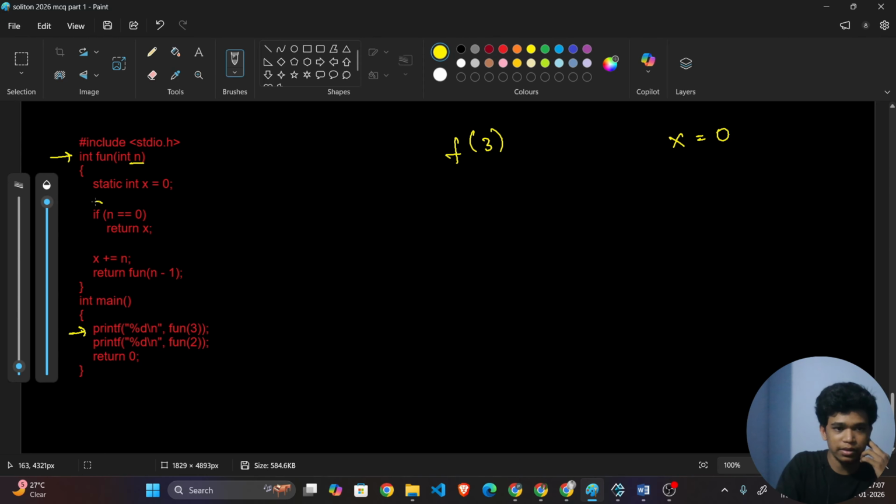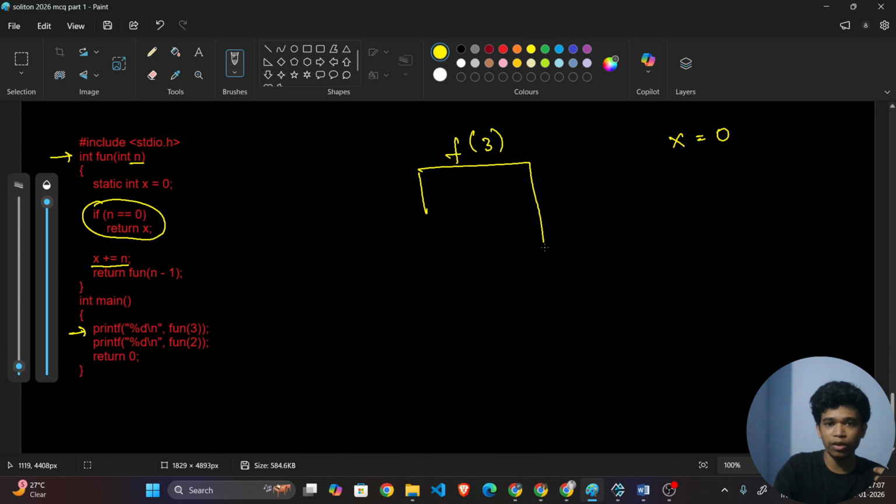Now what is the base condition? If n is equal to 0, just return x. Now x plus is equal to n. So initially when you are in f of 3, what is going to be your x? x is equal to x plus n. What is n here? It is 3. What is x here? It is 0. So x is going to be 3. Then return function of n minus 1.